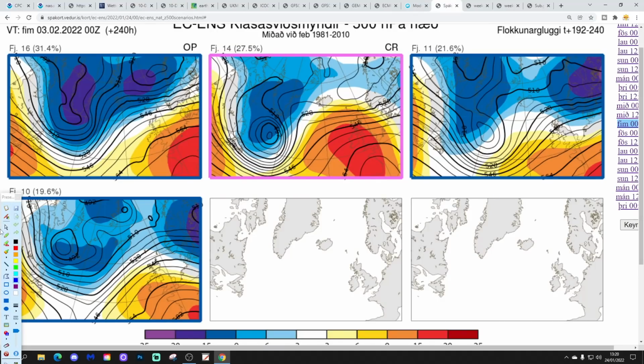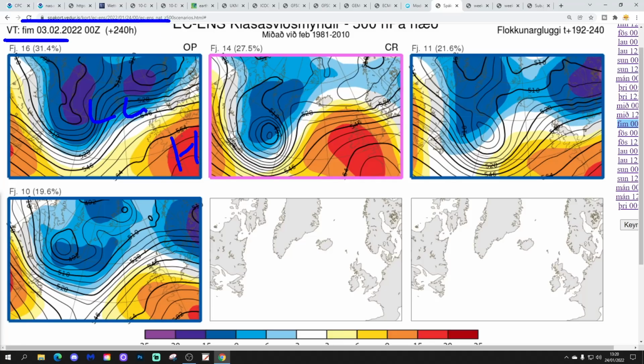These are the options on the table within the ECM ensembles today for day 10, which gets us to the 3rd of February. So 16 members of the ECM ensembles with high pressure to the south and low pressure to the north. Bit more unsettled for northern areas. All places will be mild. 14 with high pressure just over the country, mainly dry with that one. 11 with high pressure to the south and low pressure to the north, mainly dry, and the mildest, driest weather will be in southern areas.